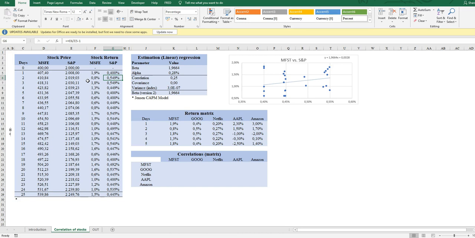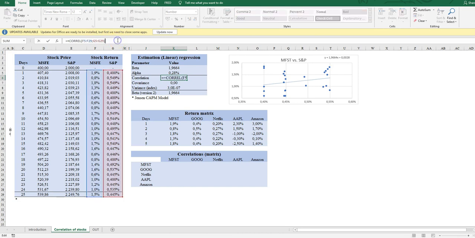Calculating the correlation in Excel we could do readily by using the CORREL function, which just takes as input the two time series, and it doesn't really matter if we take the one or the other on the left or right hand side. It gives the same result.